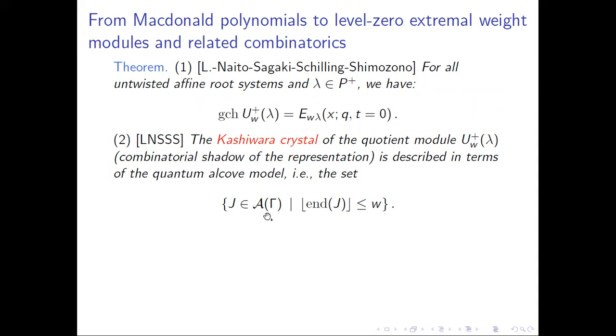So the vertices of the graph are just the admissible subsets in the quantum alcove model for which this end element is less or equal to w in Bruhat order. And then one can also describe the arrows in terms of these admissible subsets.